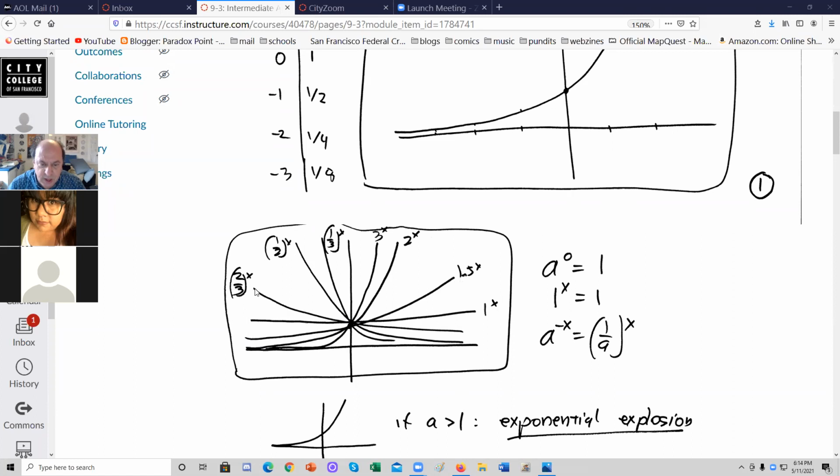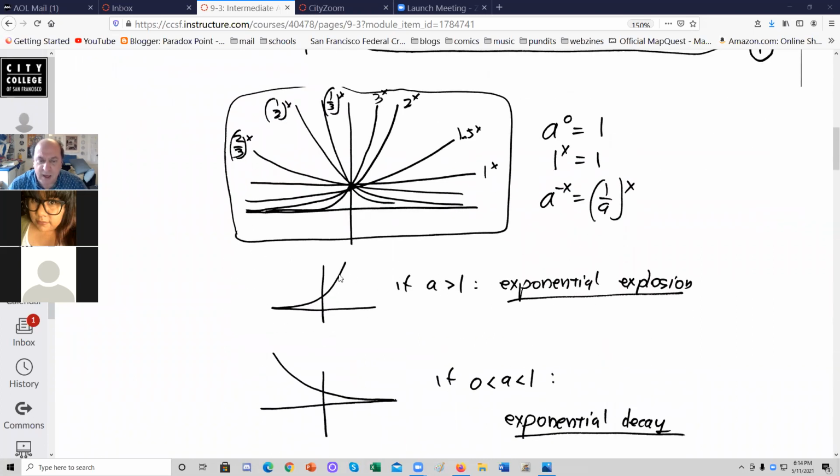The 2/3 to the x looks like the 3/2 to the x, only flipped left for right. That's because a to the negative x is 1 over a to the power x. 1/2 to the x looks like the 2 to the x flipped left for right. 1/3 to the x looks like the 3 to the x flipped left for right.